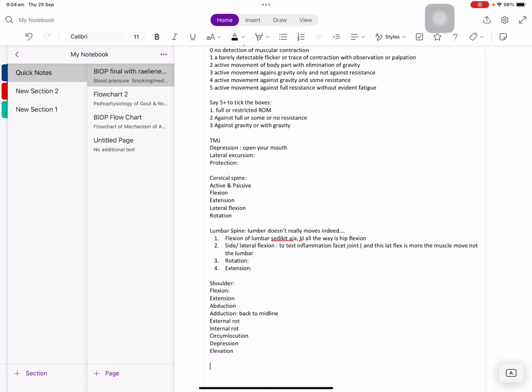Flexion, extension, abduction, adduction. Horizontal adduction. Some people say horizontal.